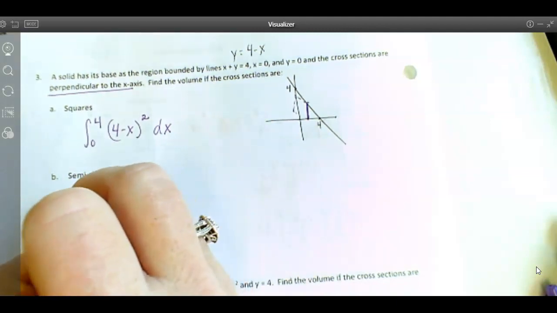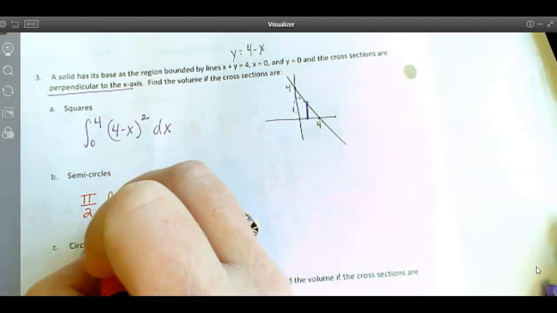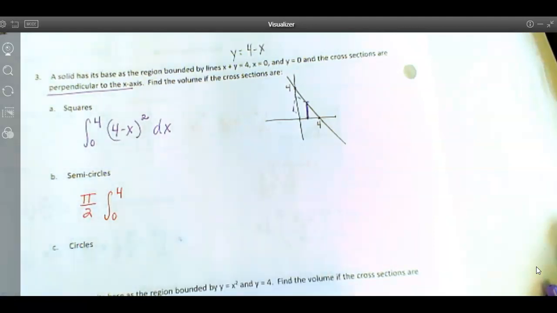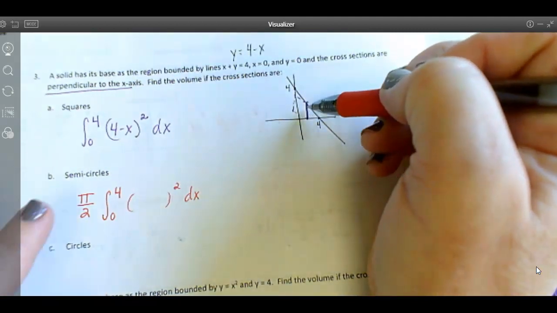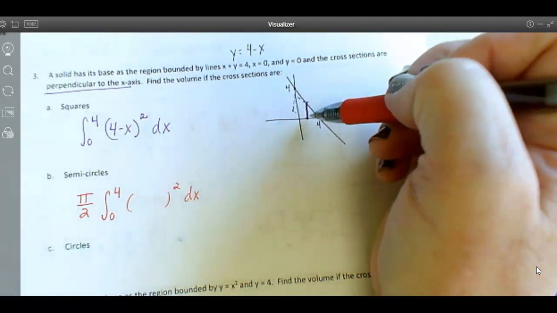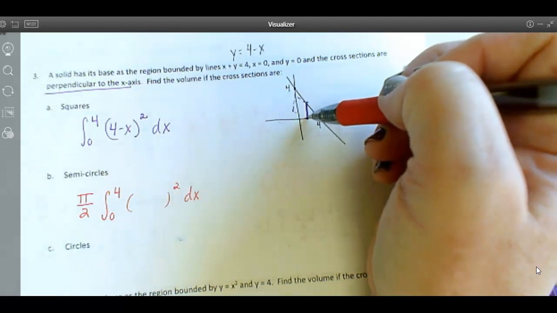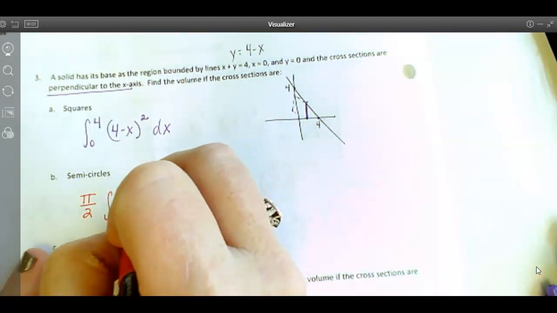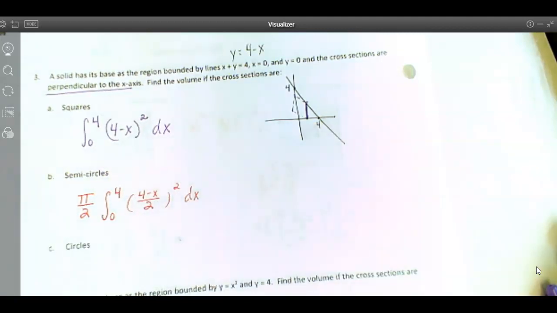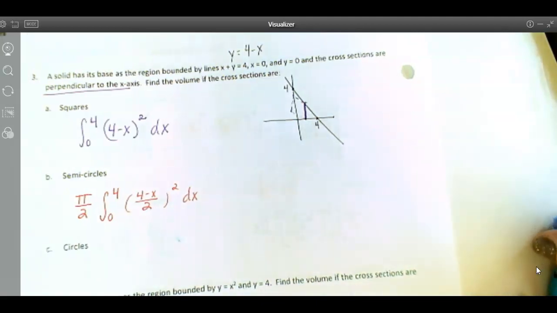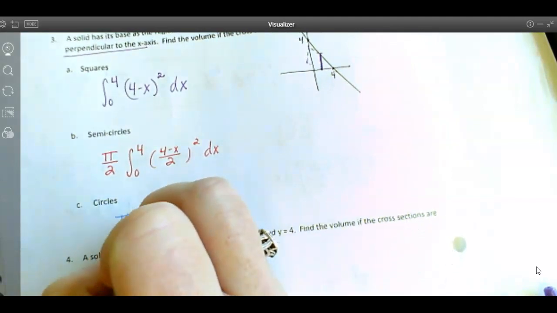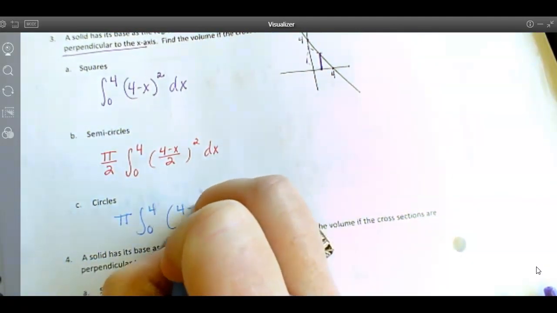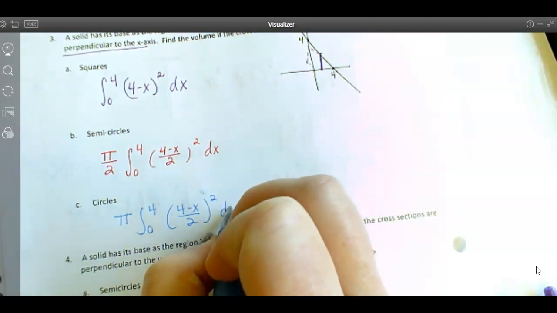For semicircles, pi over 2 because I only want half of pi r squared. This is going to be r. The length of that side that we just figured out, 4 minus x, is the whole side. So we have to divide it by 2 to get the radius. So this is 4 minus x over 2, and then squared for the radius. And then circles, same thing without the pi over 2. It's still a pi because it's pi, and then r squared.